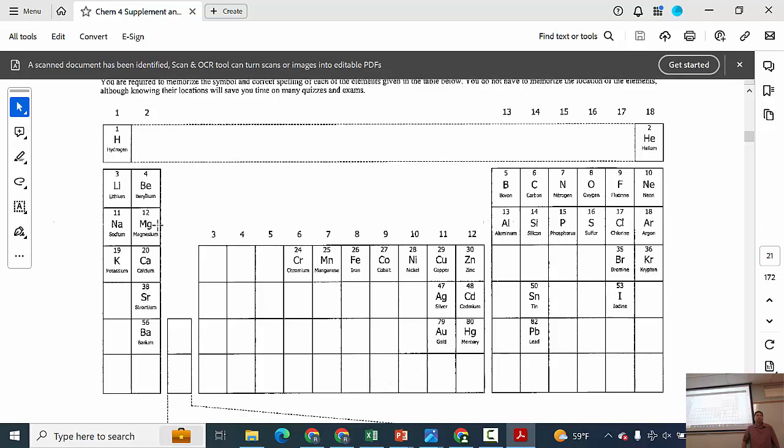When you say memorize the chart, do you mean just the symbols and what the names are, or do you have the numbers? You don't have to memorize the numbers. Memorizing numbers is not necessary.